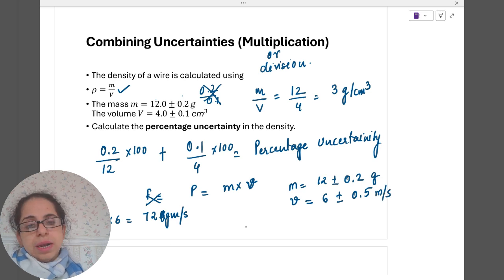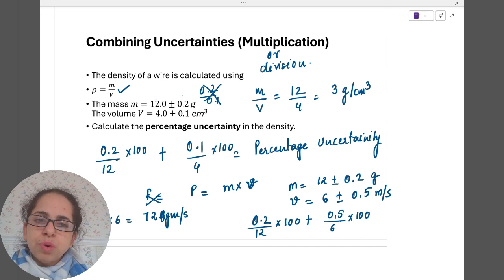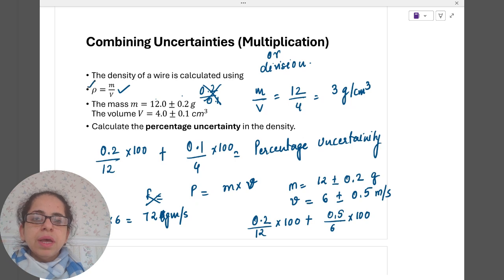But now how do you calculate the percentage uncertainty in the momentum? You calculate the uncertainty in the mass divided by this. Then you add 0.5 uncertainty in the velocity. That's it. Remember, for multiplication or division, to calculate the uncertainty in your required measurement, you have to add the percentage uncertainty in the quantities given. You can pause, do it again, or come back again to this one.